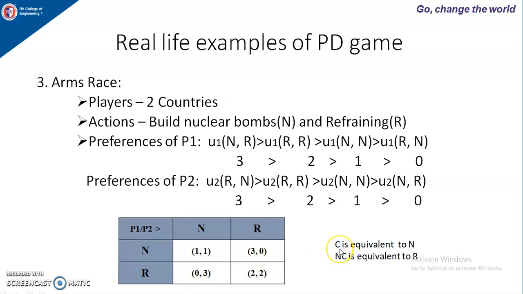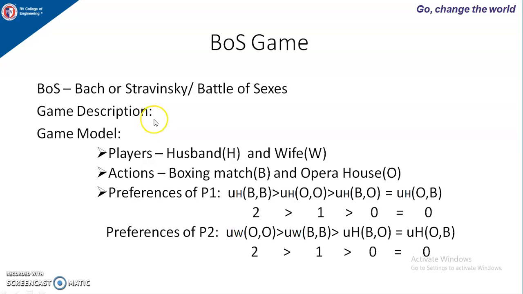So here your action C of the prisoner's dilemma game will be equivalent to the N, and NC will be equivalent to the R. Next type of game is called BOS game or battle of sexes, where you have two players, husband and wife. Actions will be going to boxing match or going to opera house.